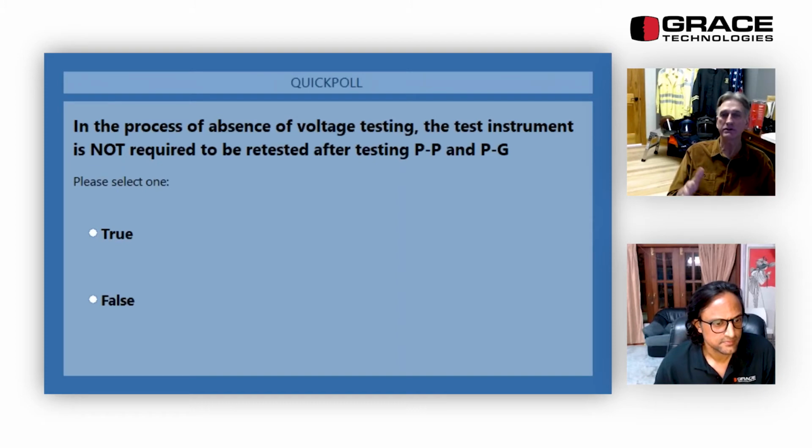After you test your meter to make sure it's working, you test phase to phase and phase to ground, and then what the question is asking, do you really need to test your meter again after testing phase to phase and phase to ground?